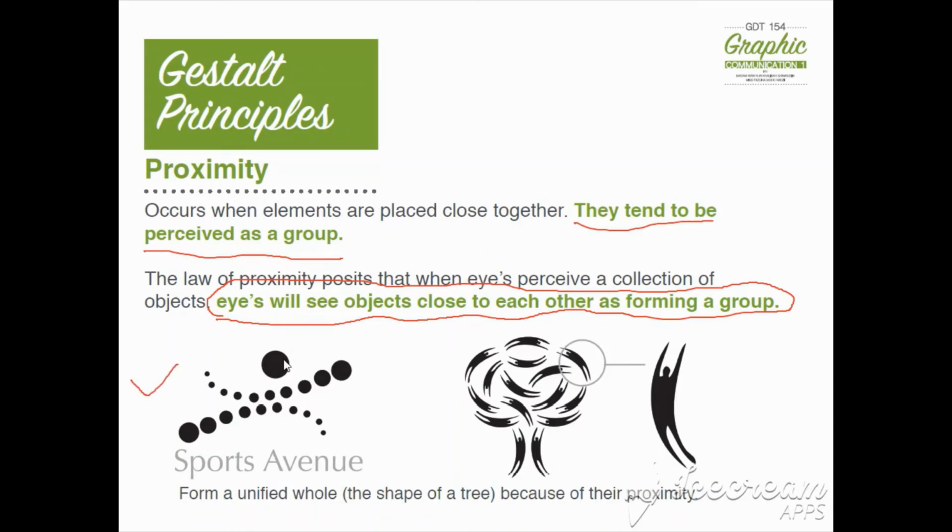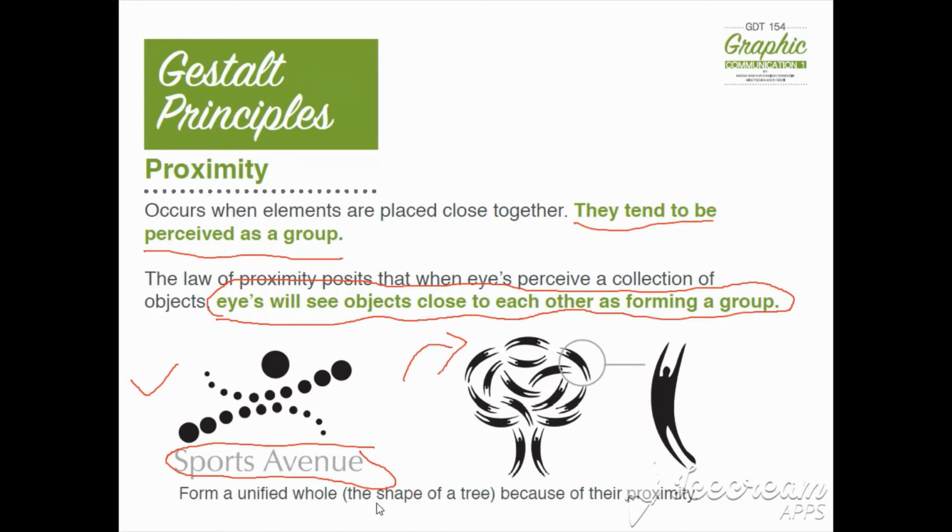Kita nampak dia menggunakan subject matter bulat. Okay, kemudian dia membentuk form a unified whole, the shape of the sport figure. Ini kepala, ini tangan dan ini kaki, dan ianya adalah sports avenue. Begitu juga dengan contoh yang berada di sebelah.